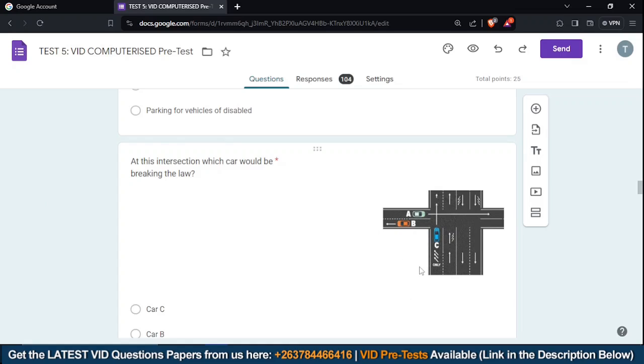Now look at this. Most people think that car C has the right of way because it is to the right of car A, yet car C is in a turn left only lane, as you can see from these arrows. These are the things that most people miss. That's why these VID pretests are aimed to point those things out. Those are the things that actually get people to fail.